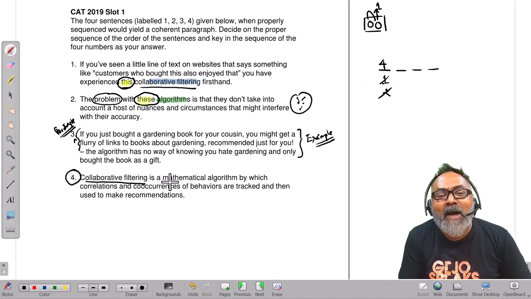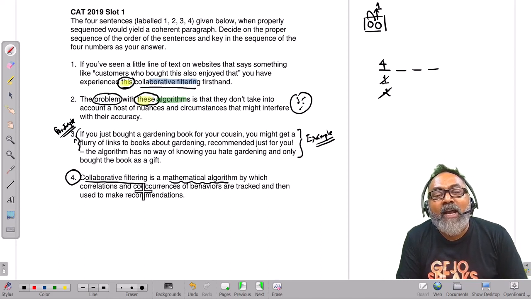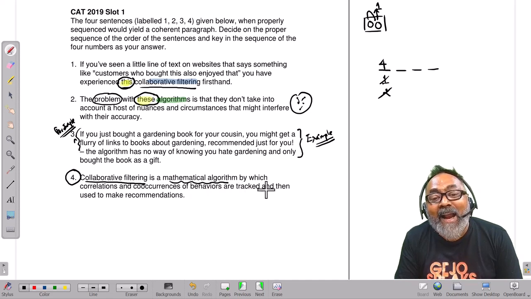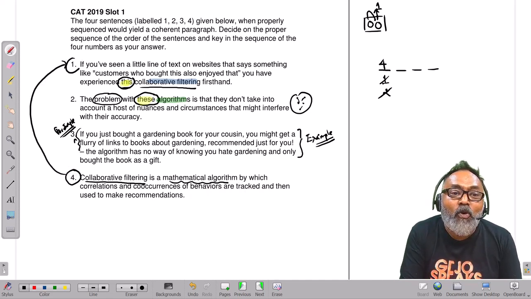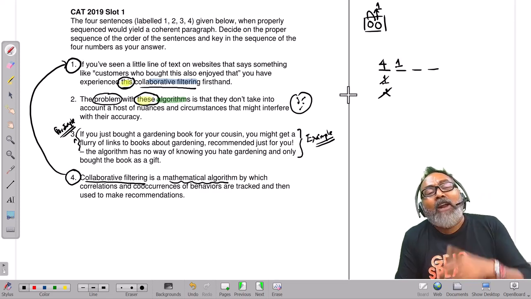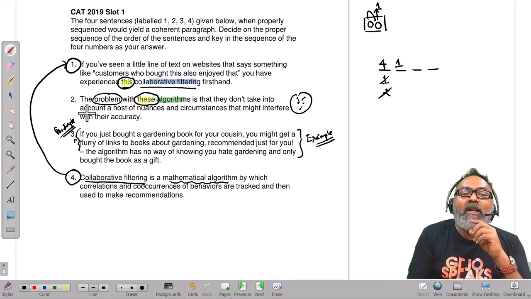Collaborative filtering is a mathematical algorithm by which correlation and co-occurrences of behaviors are tracked and then used to make recommendations. 4 has to go to 1. 4 1 is a definite block. And you might have a problem connecting 2 and 3.